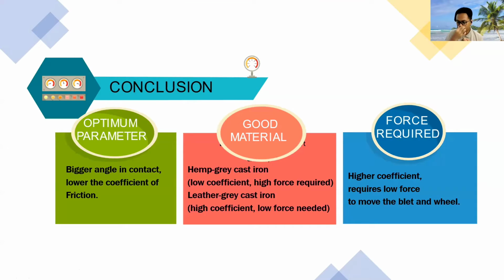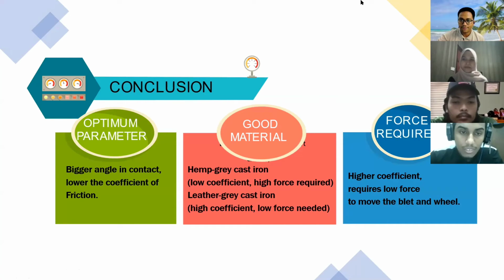For the conclusion of this study, we have come up with three categories of conclusion. The first one is the optimum parameter. Second, good material, and the last one is force required. For optimum parameter, we can say that the bigger the angle of contact, the lower the coefficient of friction.